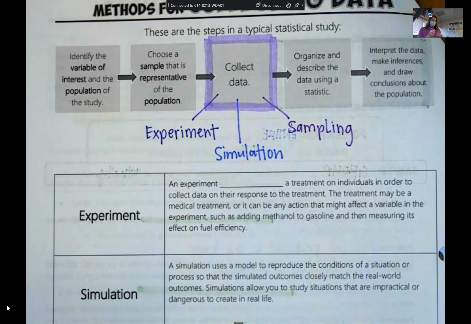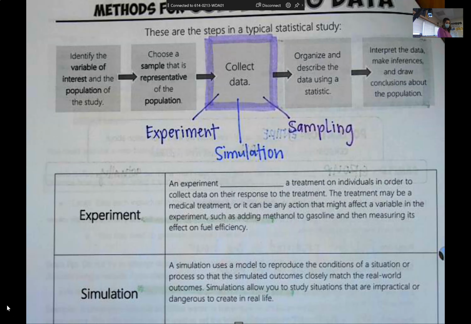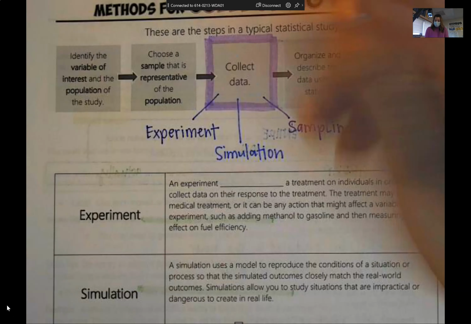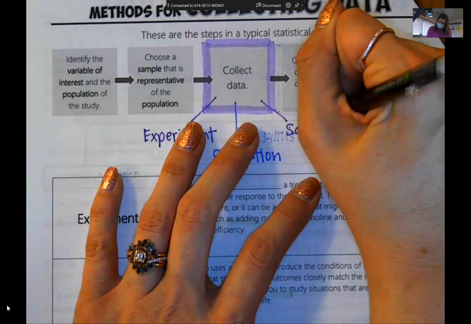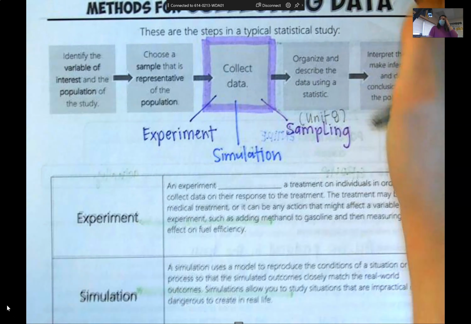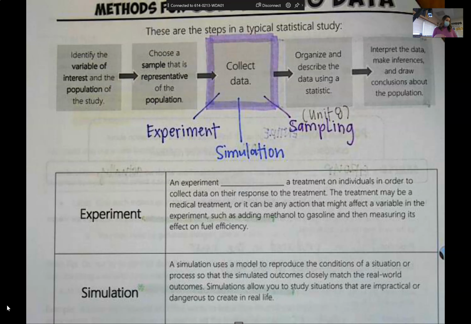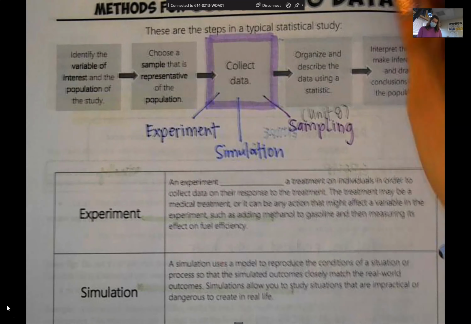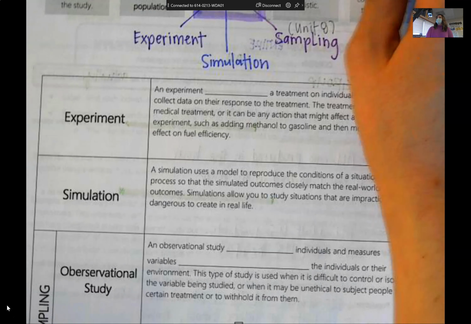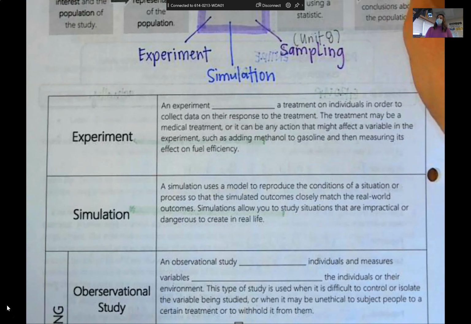And sampling is the focus of Unit 8. So sampling is the focus of this unit. I'm thinking about making experiments a separate, smaller unit. They go together in your book, but I think it's easier to understand them if you separate them. Okay, so these boxes below explain what each thing is.